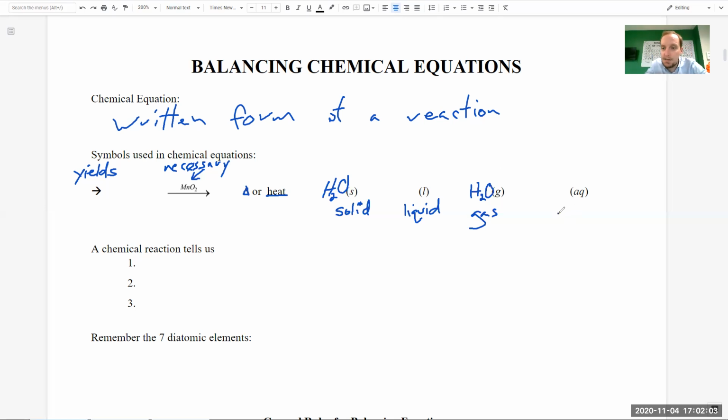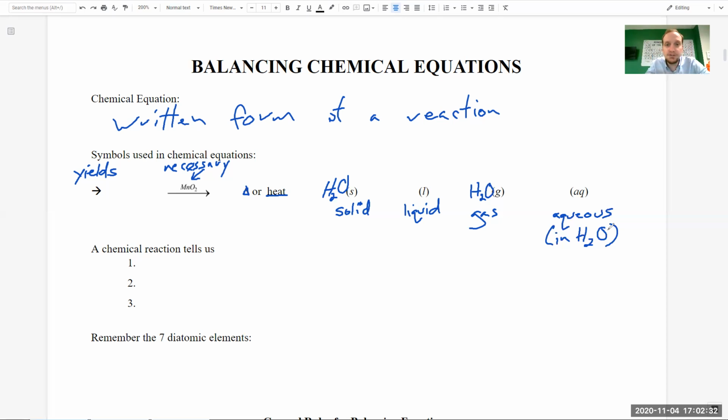What we have right here is aqueous. Aqueous means that it's in water. Literally means it is in water. So an aqueous solution is dissolved in water. That's not the same thing as a liquid. A liquid, again, is something that is in a liquid state. But we could also put something else in water, and that would be an aqueous state or an aqueous solution, okay? Liquid and aqueous are not the same thing.